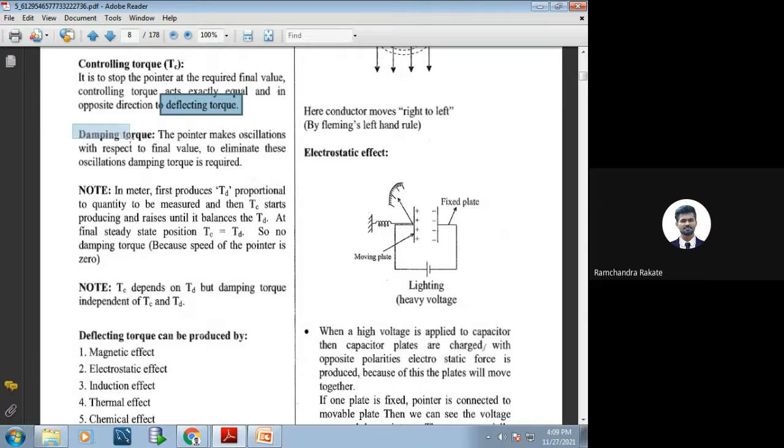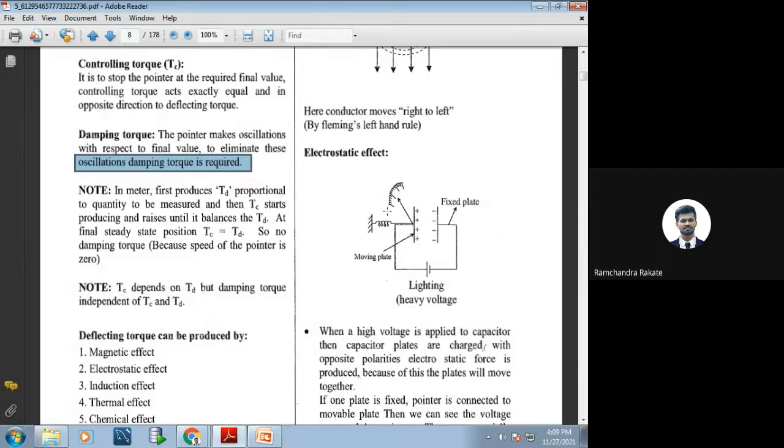Now the last one is nothing but damping torque. As we say, we have deflected the pointer and we have controlled that pointer, correct? So damping torque is used to damp the oscillation of the pointer. In short, the pointer makes oscillations with respect to the final value. To eliminate this oscillation, damping torque is used.